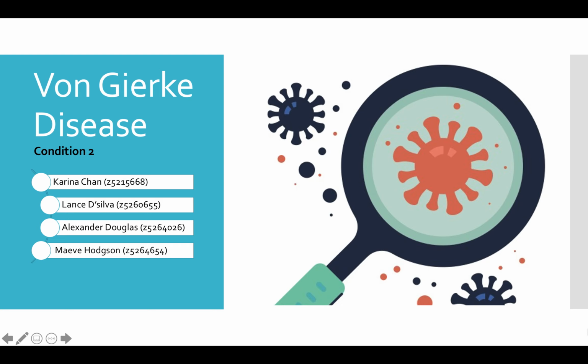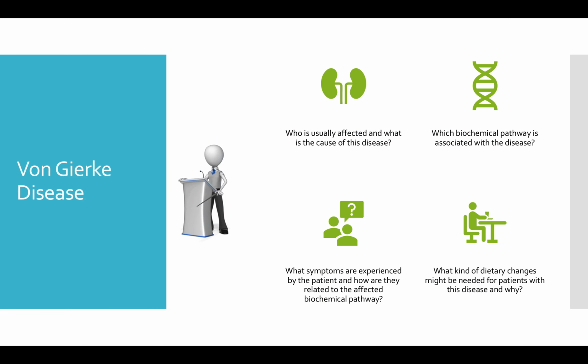Our group will talk about condition 2, von Gierke disease. We will talk about who is usually affected and what is the cause of this disease, which biochemical pathway is associated with this disease, what symptoms are experienced by the patient, and how are they related to the affected biochemical pathway. What kind of dietary changes might be needed for patients with this disease.